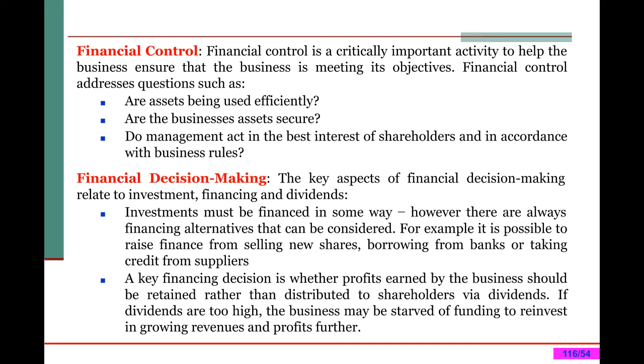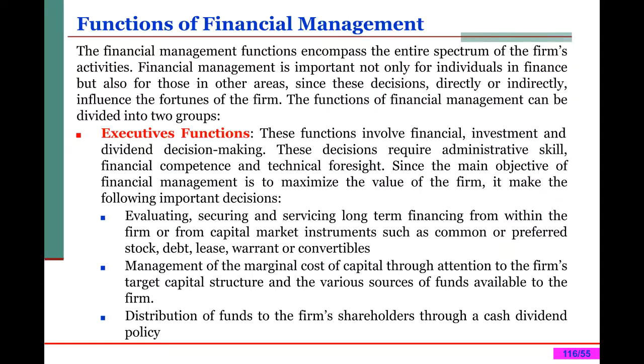Financial decision making. The key aspects of financial decision making relate to investment, financing, and dividends. Investments must be financed in some way, however, there are always financing alternatives that can be considered. For example, it is possible to raise finance from selling new shares, borrowing from banks, or taking credit from suppliers. A key financing decision is whether profits earned by the business should be retained rather than distributed to shareholders via dividends. If dividends are too high, the business may be starved of funding to reinvest in growing revenues and profits further. Functions of financial management.